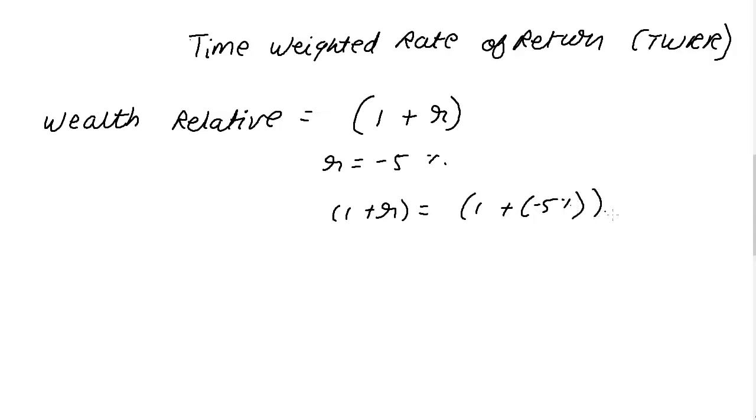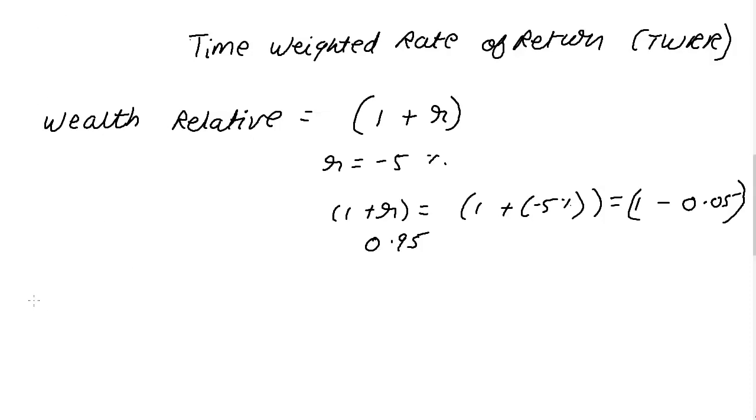Okay, and we can simplify this by doing, first of all, percent will make this 0.05 and then plus minus will give you minus, so 0.05. Okay, and on that basis your wealth relative for that particular year is going to be 0.95. Okay, so we are writing it in decimal form. So one thing you need to keep in mind is wealth relative.